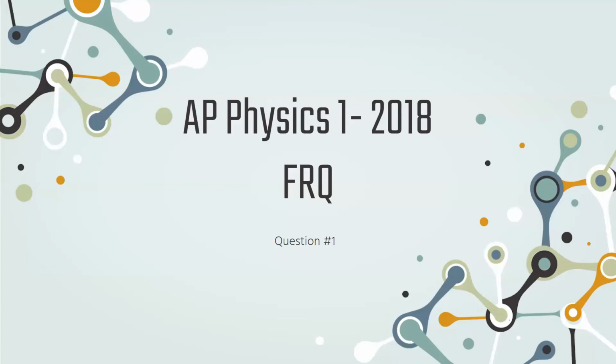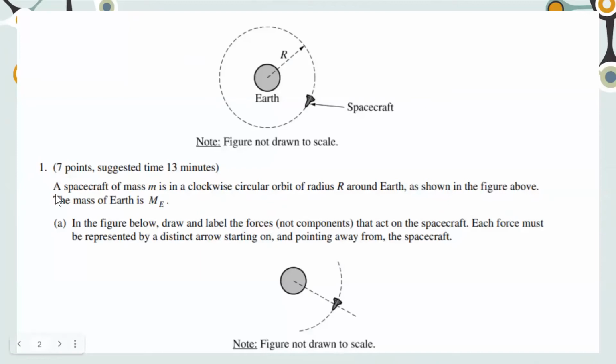Hello everybody. This video will cover the first free response question of the 2018 AP Physics 1 exam. 1. A spacecraft of mass m is in a clockwise circular orbit of radius r around Earth, as shown in the figure above. The mass of Earth is me.